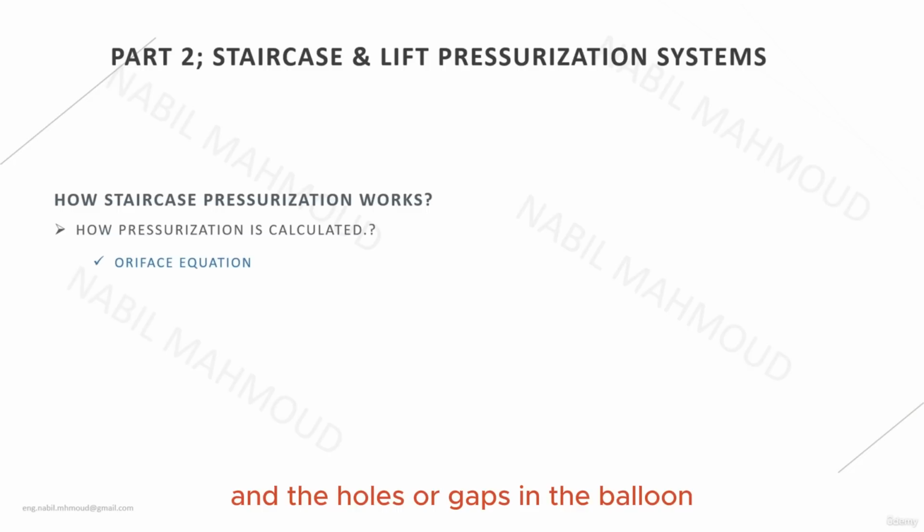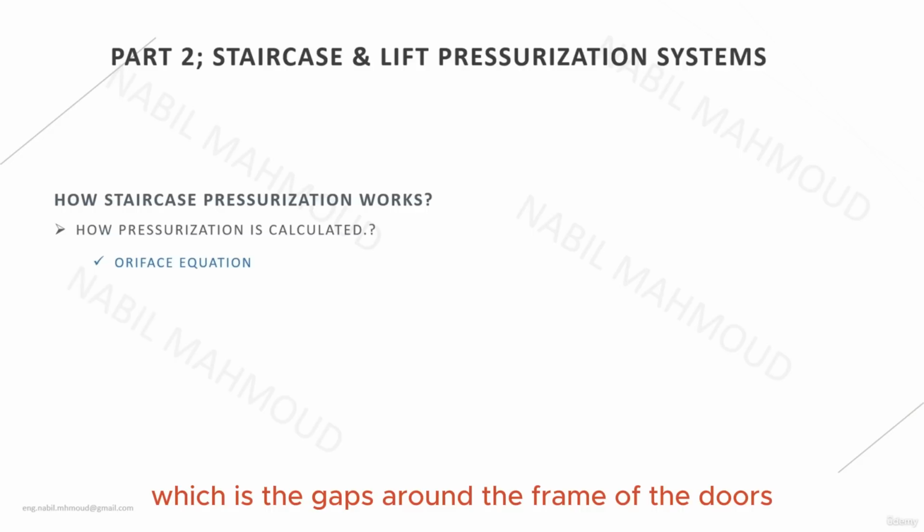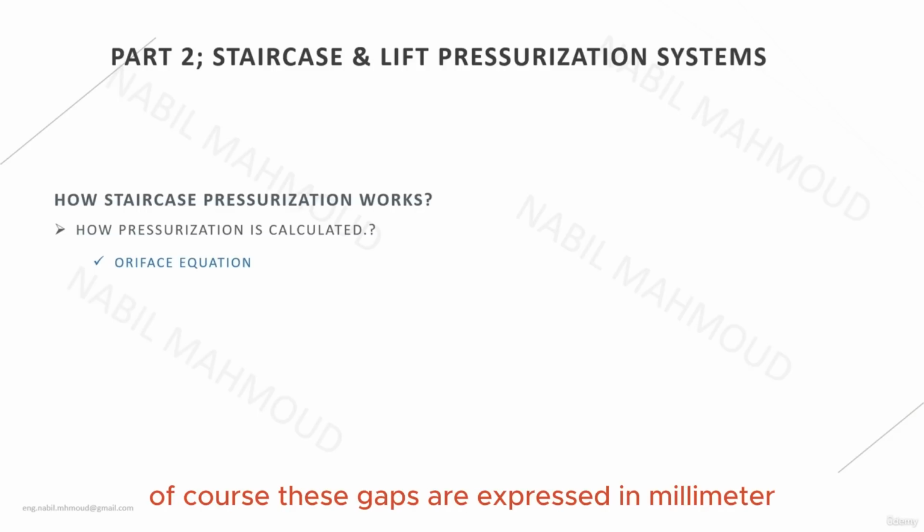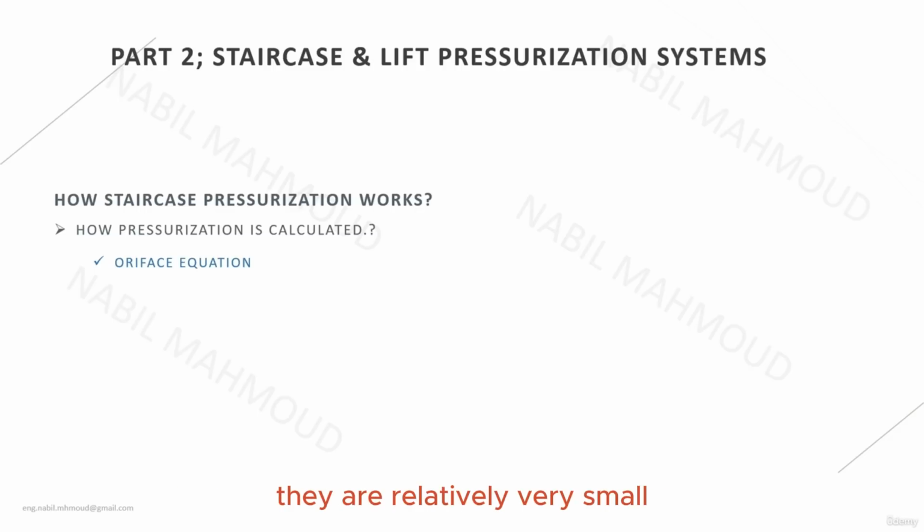And the holes or gaps in the balloon are represented in the staircase by three things. The first thing is the gaps around the frame of the doors of the staircase. As we all know, any door has a certain amount of gaps. Of course, these gaps are expressed in millimeters. They are relatively very small, but still they are a gap.